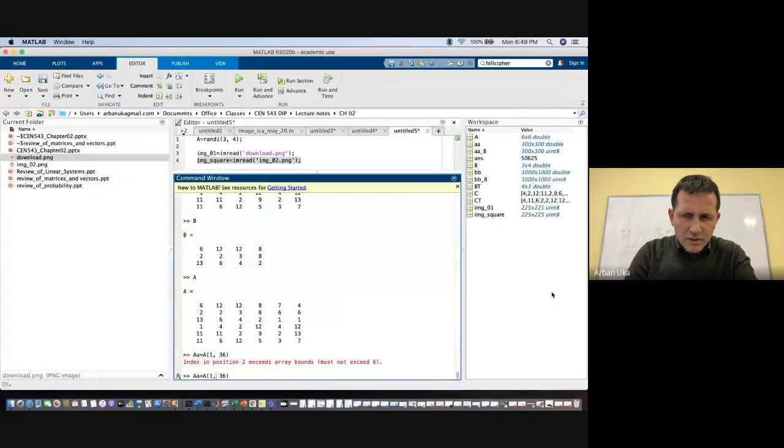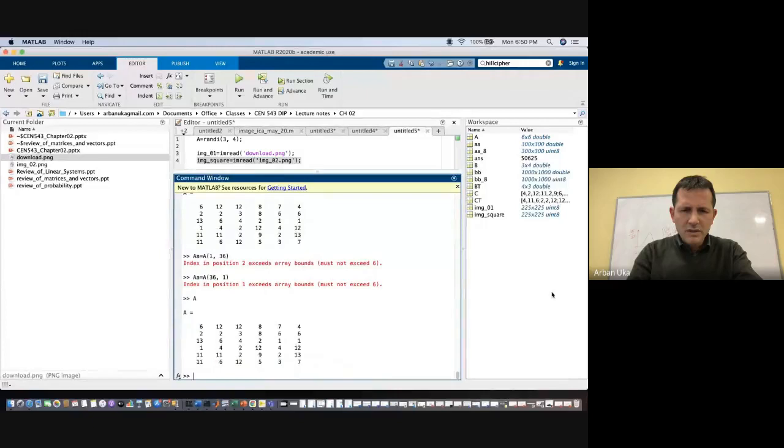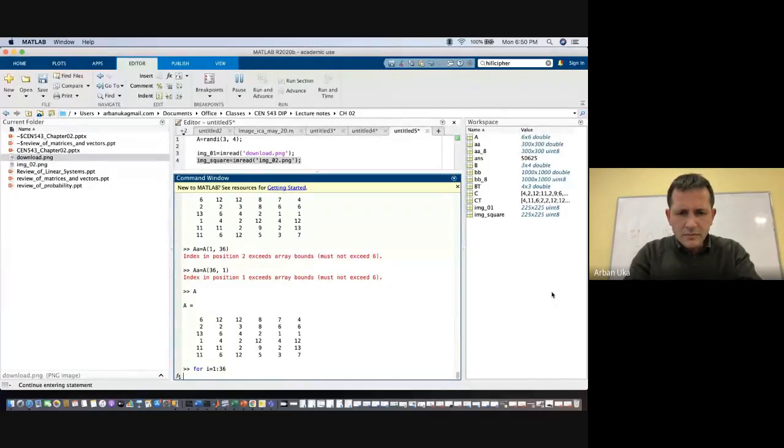Forget how we used to write this one. We can describe the A as a line, but I forget how MATLAB does this. Maybe 36.1. No, okay, I don't remember this. What could it be? So A is this matrix, and for I equal to 1 to 36, EI is equal to AI.